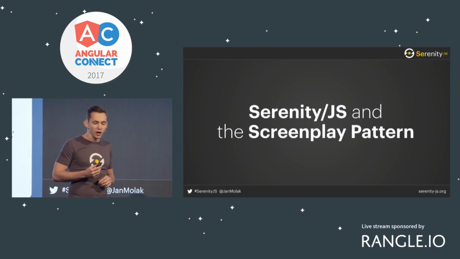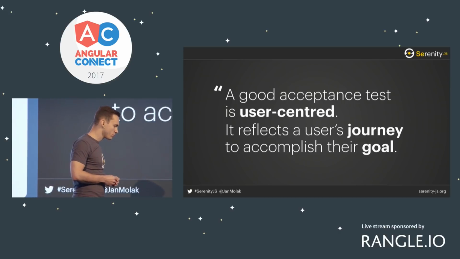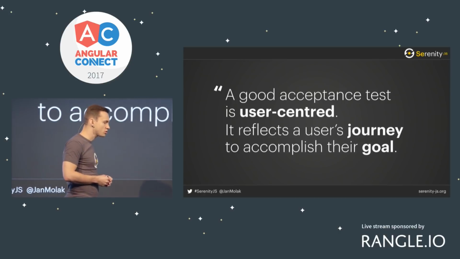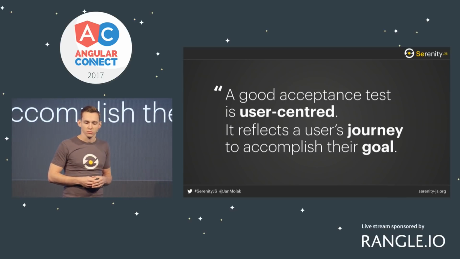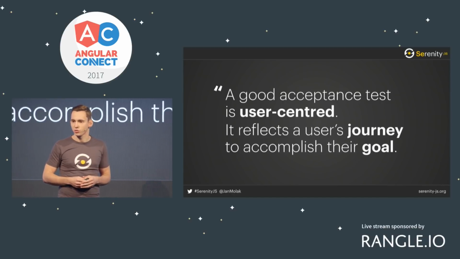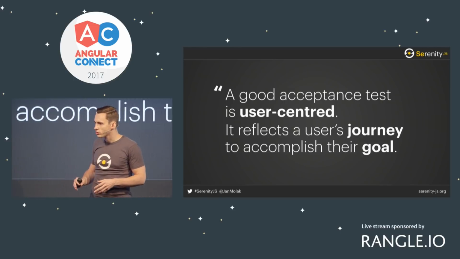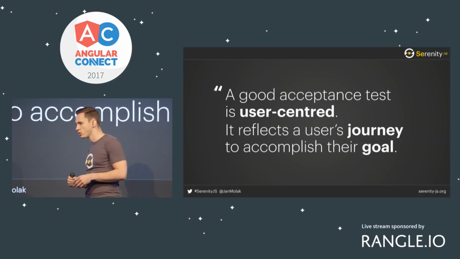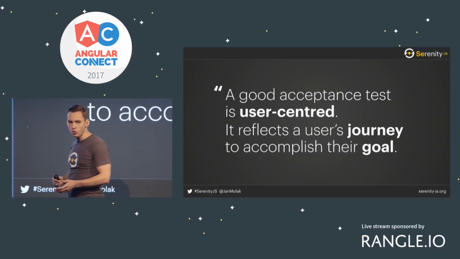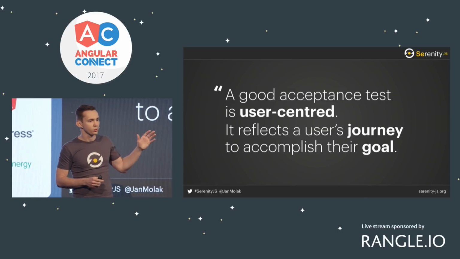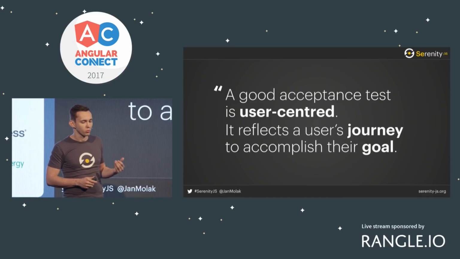So I'd like to start with the following idea. If an acceptance test is to model how a user interacts with the system, then why don't we make the test itself user-centric? Why do we focus on browsers and the interactions of the browsers, or the structure of the page and how it's built? Why don't we actually focus on the user, their goals, and how they actually perform their journey?